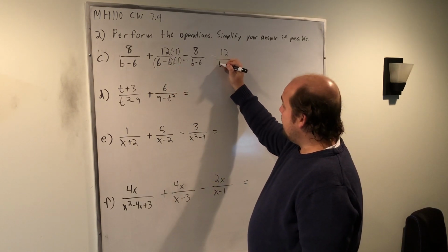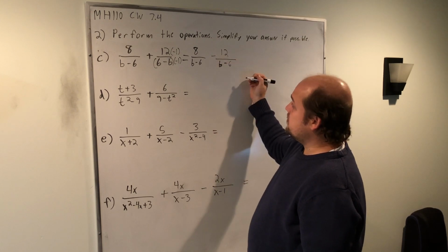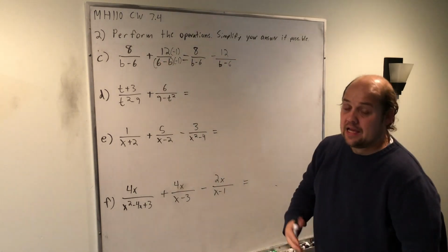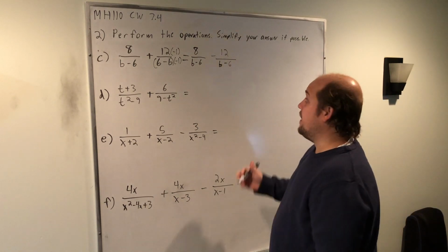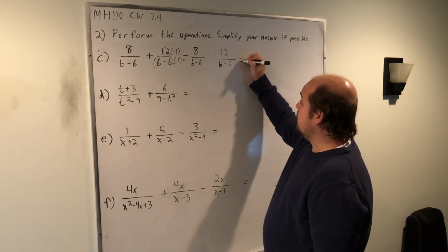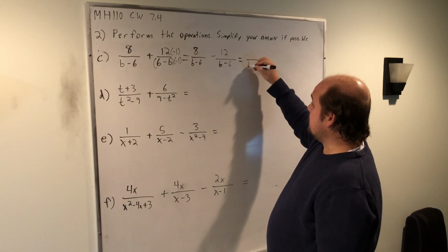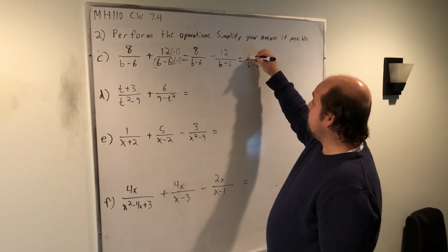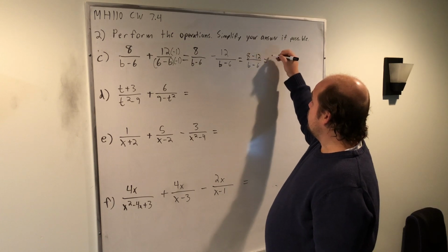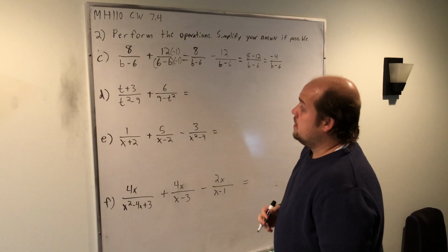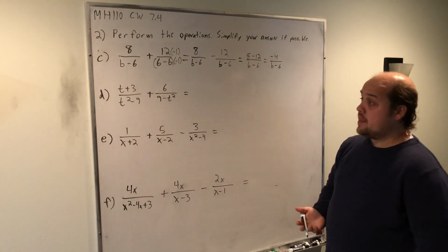So both of them now say b minus 6 on bottom instead of a negative sign. Again, I got there really by multiplying by negative 1 over negative 1. If I now combine these over the common denominator of b minus 6, I get on top 8 minus 12, which gives me negative 4 over b minus 6. Can't reduce that any further, so I end there.